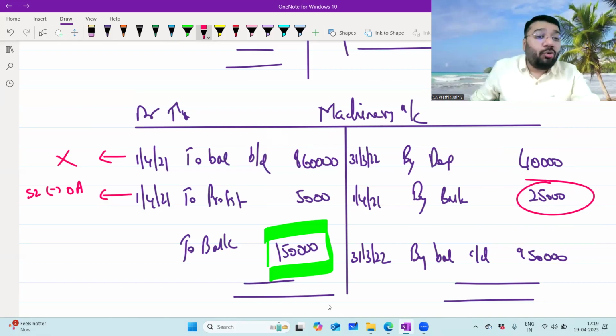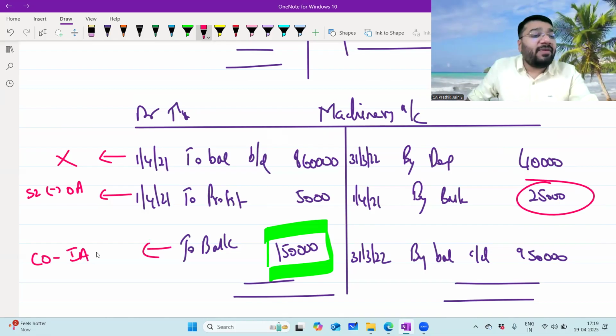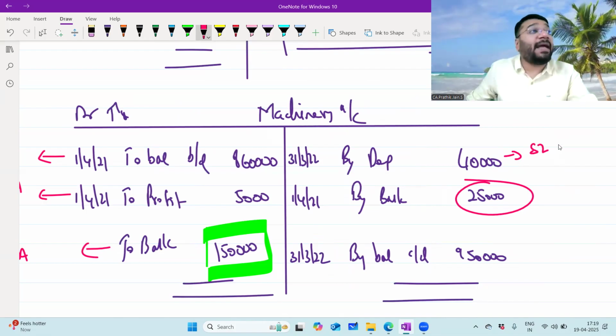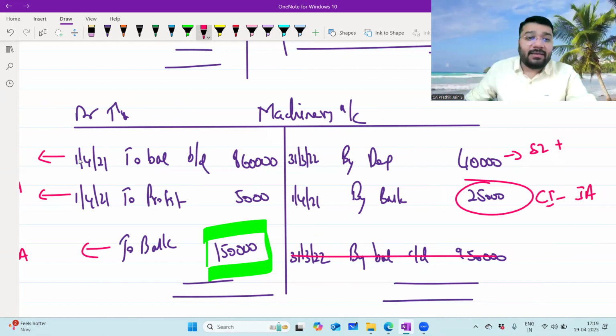Correct? To bank, what is it? Sir, it's a cash outflow of investing activity. Then by depreciation. Sir, yes, segment 2 of operating activity we have to add back. By bank, cash inflow, investing activity. And this will not come in the cash flow statement. Are you able to understand?